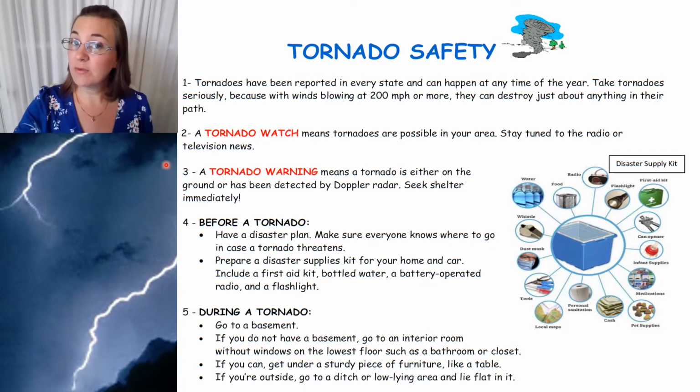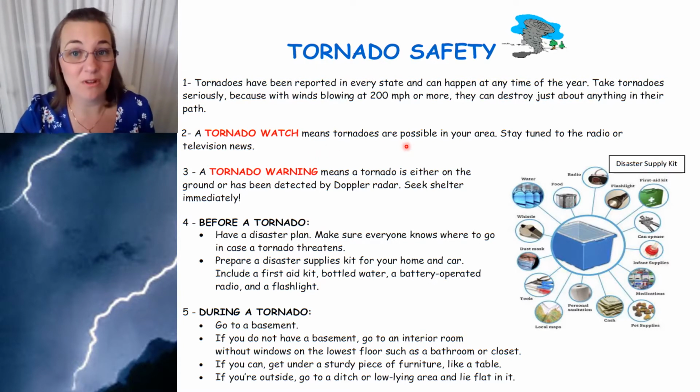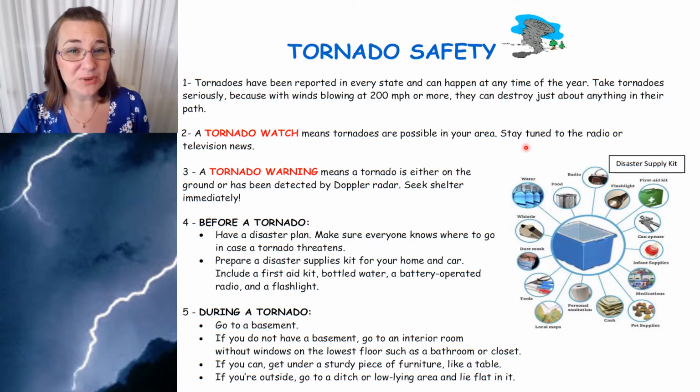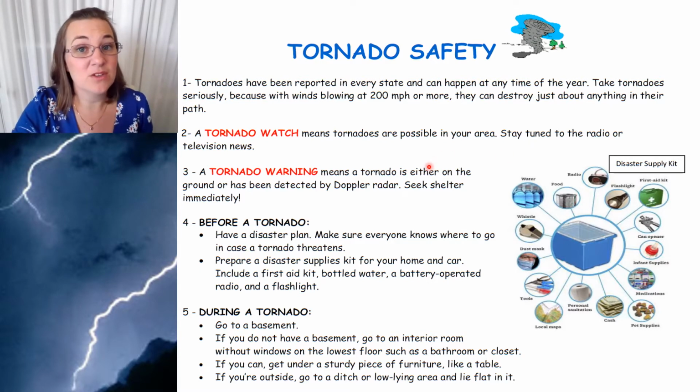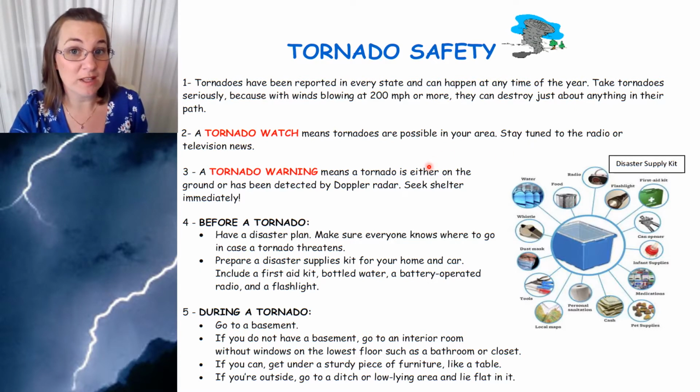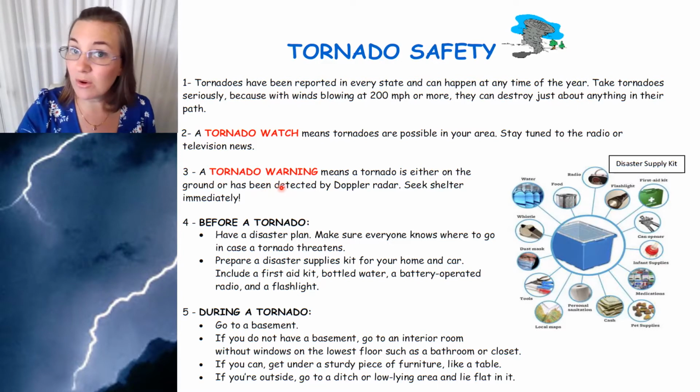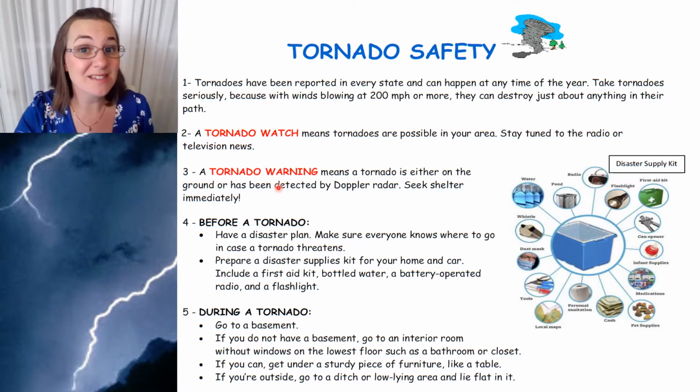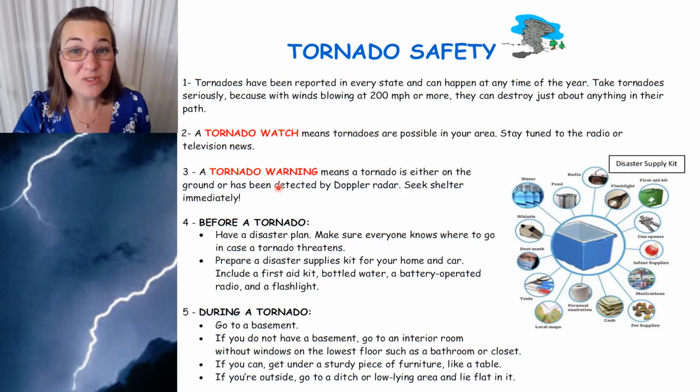How'd you do, second grade? Were you able to answer that question correctly? A tornado watch means tornadoes are possible in your area. Stay tuned. That just means it could happen. You need to keep listening to see if one develops. But if there's a tornado warning, that means someone has seen it or the radar shows that there is a tornado on the ground and you need to seek shelter. It's important to know the difference so you can know what to do to be safe. Let's keep reading.